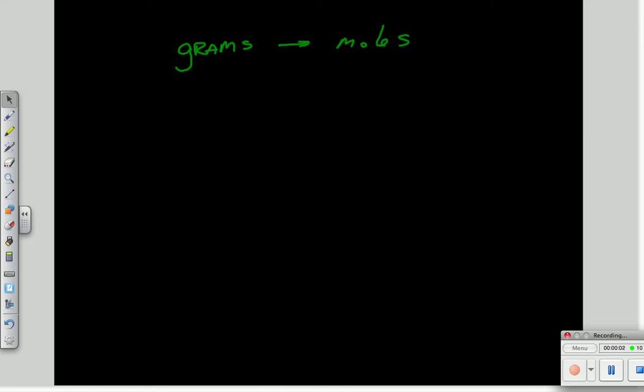This time I'm going to show you how to convert grams to moles. The problem I'm doing is number 27B on page 186 of your text. And what they're asking, I'm given 0.000264 grams of lithium hydrogen phosphate.